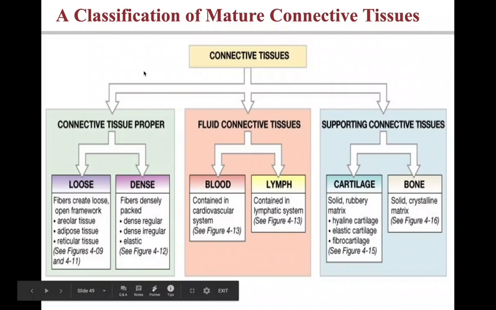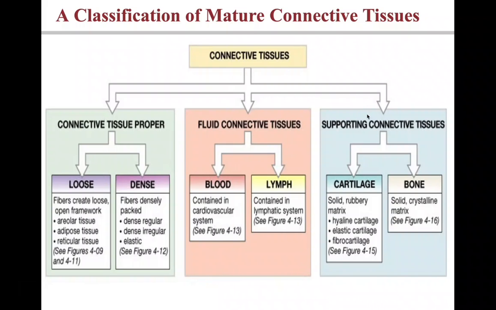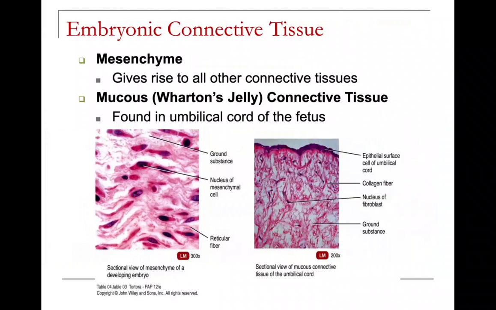This is just a visual showing the different types of connective tissues and some of their characteristics. Mesenchyme gives rise to all the other connective tissue. Mucous, or Wharton's jelly, connective tissue is found in the umbilical cord of the fetus.